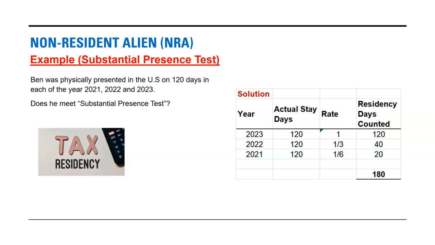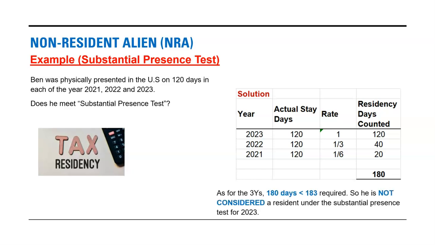So the sum of all of these numbers is 180 days. However, the requirement is 183 days, so Ben doesn't meet the substantial presence test, and he will be treated as a non-resident alien for tax purposes.